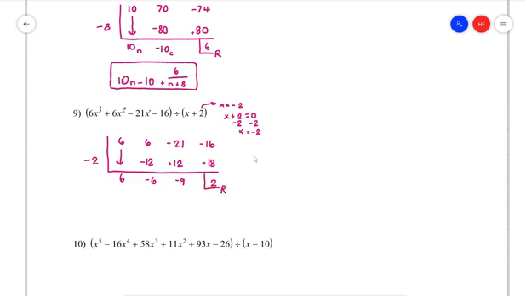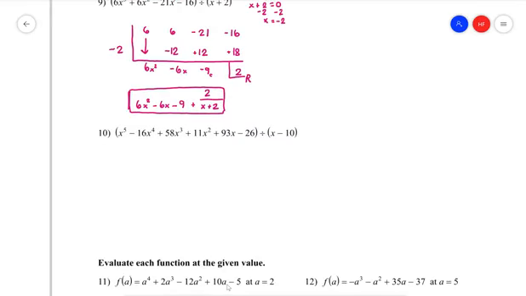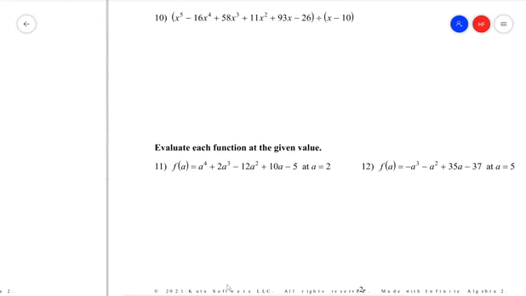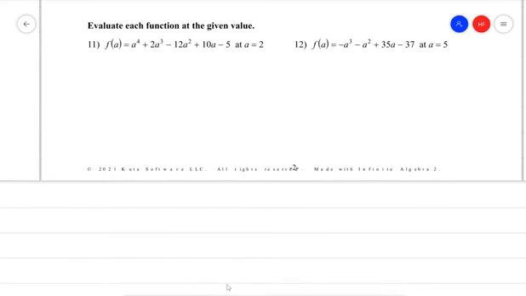So when I write my answer, I'm going to drop 1 degree. Since it started with an x cubed, this will be x squared, x, and then my constant. So 6x squared minus 6x minus 9 plus my remainder over what I divided by. Number 10 ended up below number 9 just because of spacing, so that one is for you all to do.